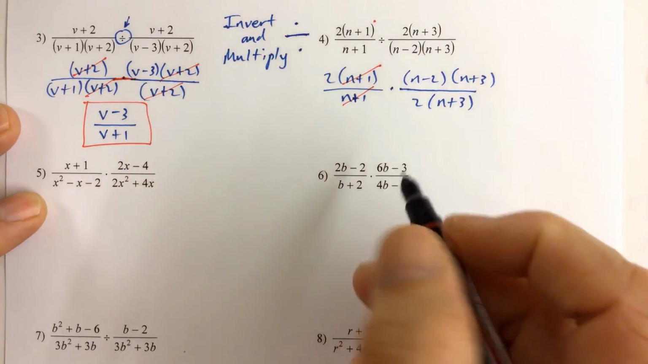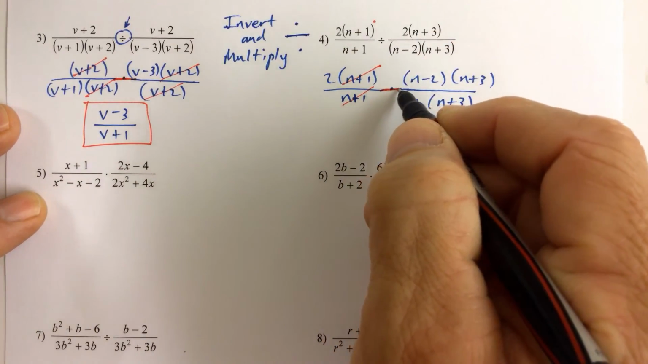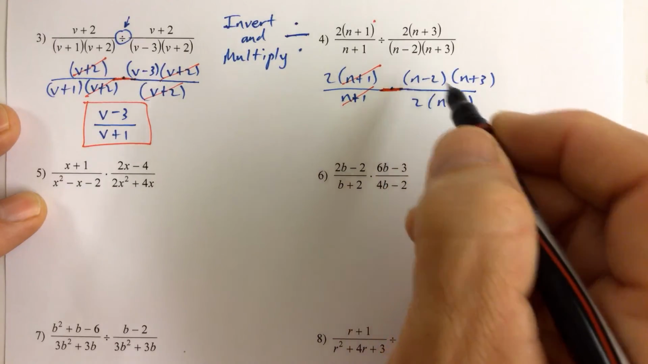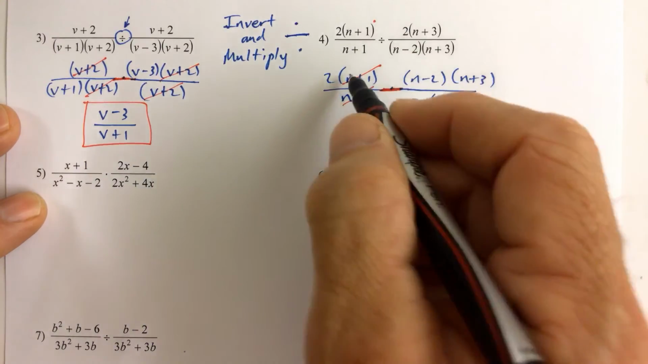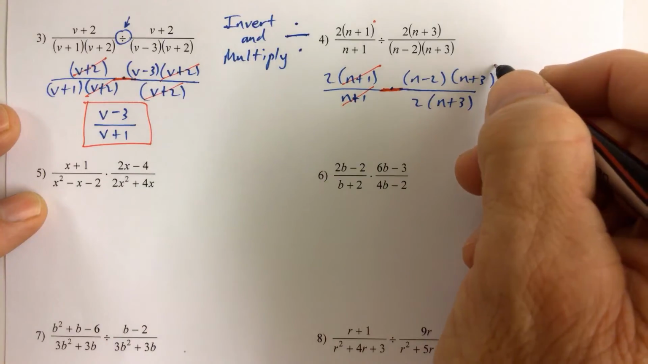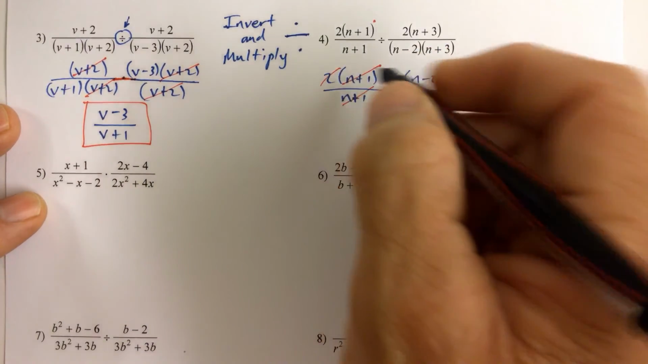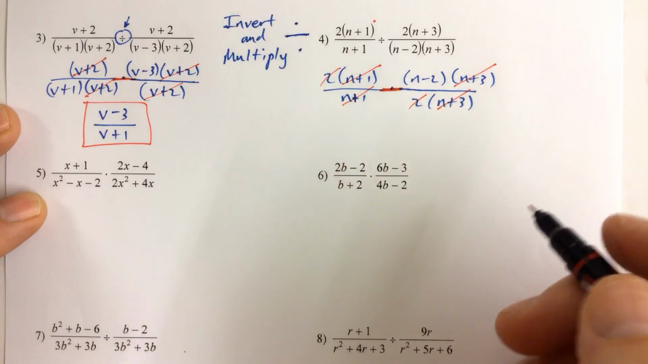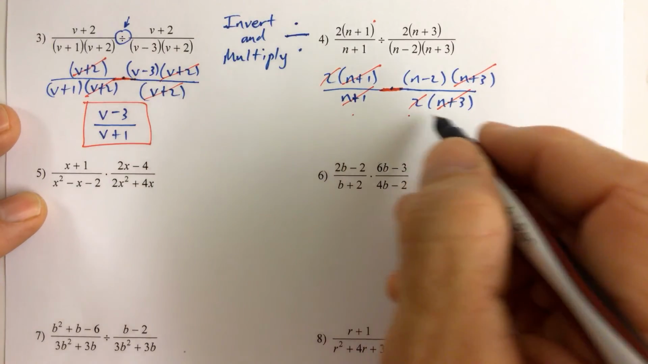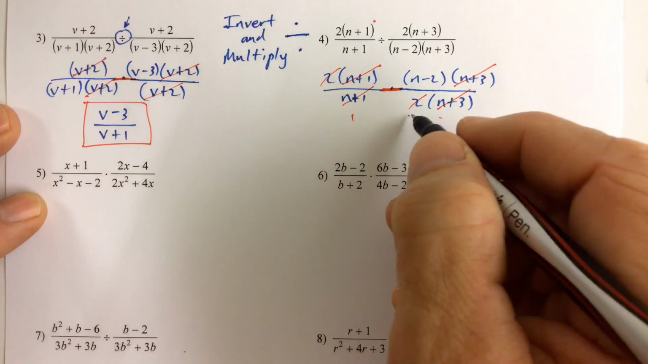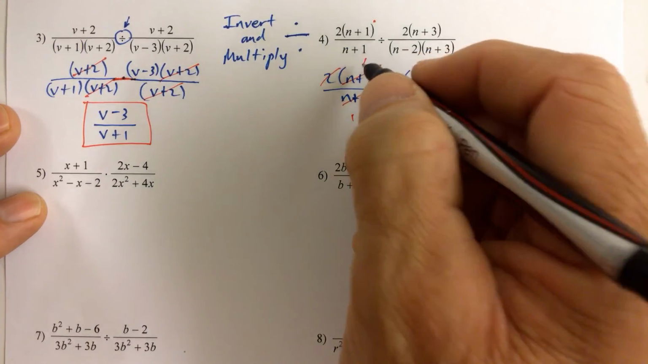And we can see we can now cancel. Remember that multiplication symbol, we get to extend the fraction bars. Now anything on top can cancel with anything on the bottom. We have an n plus 3 up on top and bottom that gets to cancel. And we can see we have a 2 up on top and bottom as well that can cancel. And we've canceled every term down below. Again, we replace the canceled terms with 1s.